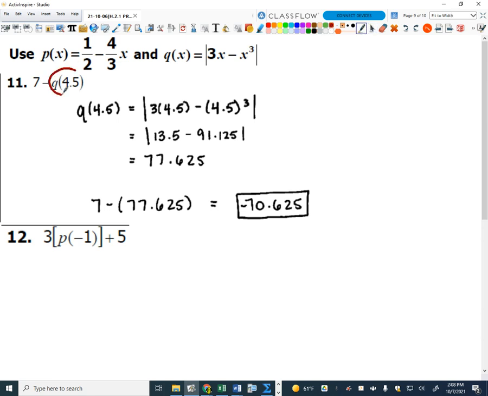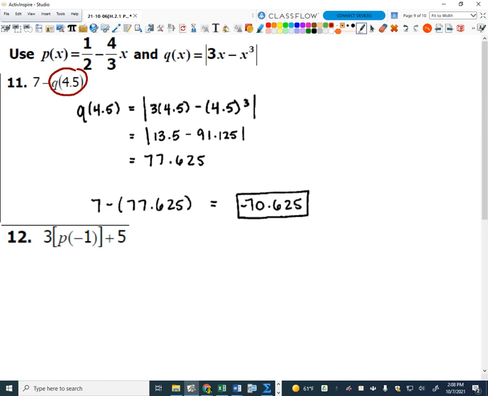Somebody, let's be real brave here. You guys can speak up here a little bit. What's q of 4.5? What's that mean? Say it again.